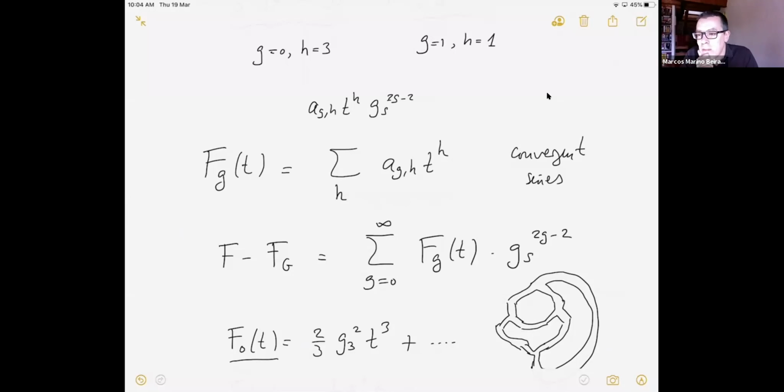But this is part of what we're going to do in the course. But this is not related directly to this large N counting, as far as I know.